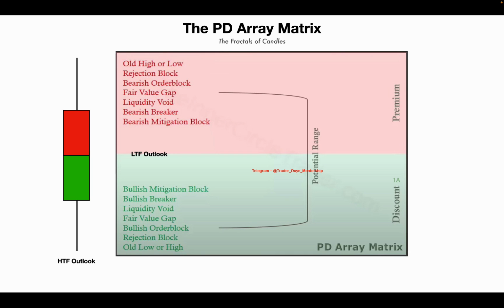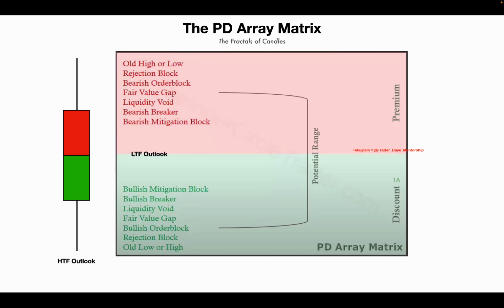Well, this is where the PD array matrix comes into play. On the higher time frame outlook, it'll look just like a normal candle, but if you look deeper inside, you will have PD arrays that you can look to enter off of, either above the 50% point, which would be premium if you're bearish, or below the 50% point, which would be discount if you're bullish. And don't worry, I'm going to show an example later on using this, and this is how I caught the weekly expansion on the S&P this week. Well, it would be last week whenever y'all are seeing this.